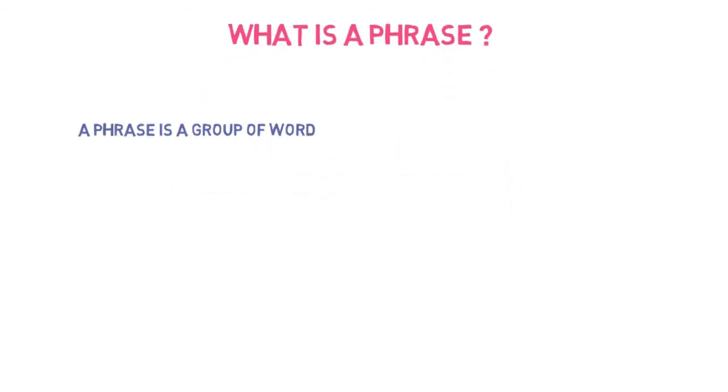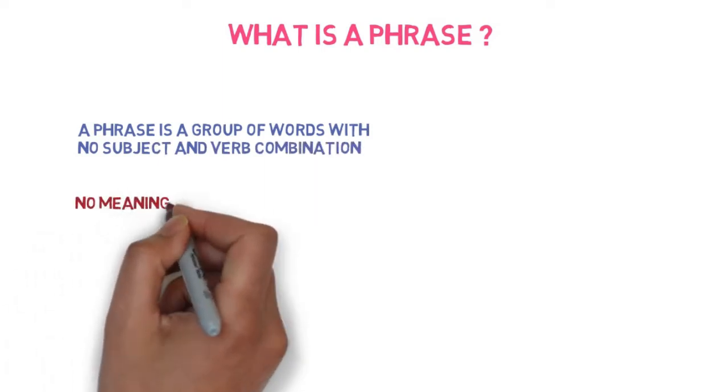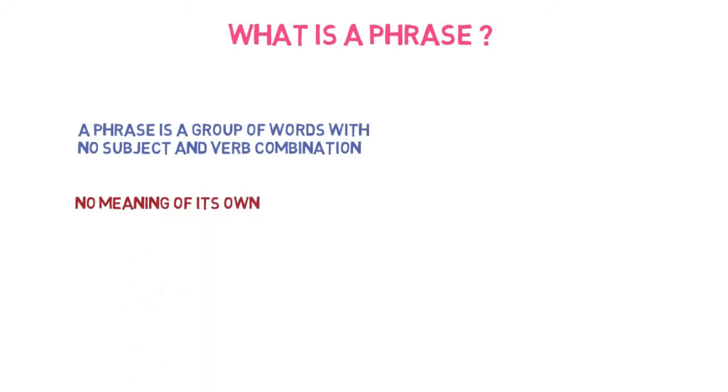A phrase is a group of words with no subject and verb combination. It has no meaning of its own, but if used in a sentence it has a complete meaning. So, a phrase is just a group of words. It will never have a subject and a verb in it. It is just a part of a sentence. But if that part of a sentence is used in a complete sentence, it will give a meaning.